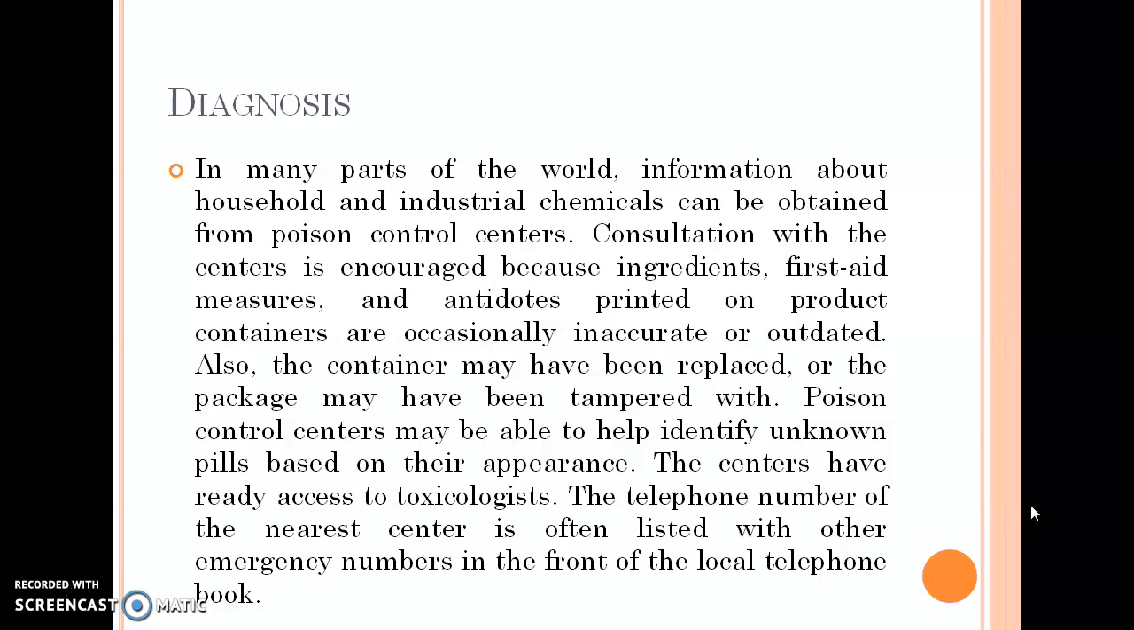In many parts of the world, information about household and industrial chemicals can be obtained from poison control centers. Consultation with these centers is encouraged because ingredients, first aid measures, and antidotes printed on product containers are occasionally inaccurate or outdated. Also, the containers may have been replaced or the package may have been tampered with. Poison control centers may be able to help identify unknown pills based on their appearance. The centers have ready access to toxicologists. The telephone number of the nearest center is often listed with other emergency numbers in the front of the local telephone book.